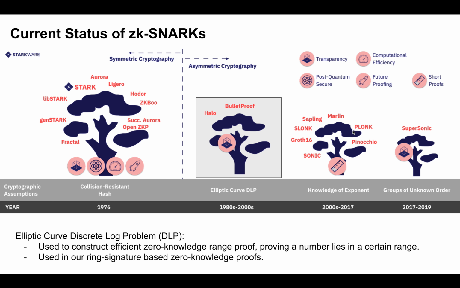The second assumption is called the elliptic curve discrete log problem. This assumption is used in building some zero-knowledge range proofs, which can prove a number lies in a certain range. Such zero-knowledge proofs have been used in our ring signature-based zero-knowledge proofs. The most representative proof is called Bulletproof, based on such elliptic curve discrete log problem.